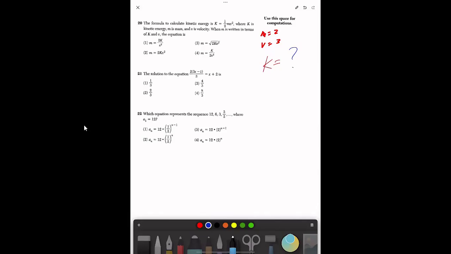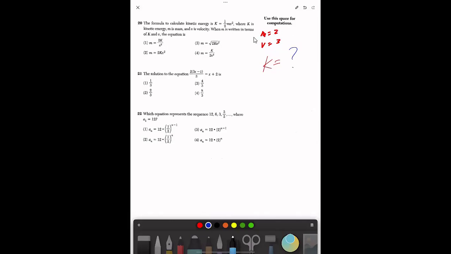All right, so basically, whenever they give you a formula and they want you to rearrange the formula, 99% of the time you can use this strategy to easily figure out what the answer is. They gave this formula for kinetic energy, K equals 1/2 m times v squared. They want to know if we were to rewrite this formula and get m by itself, what would it look like algebraically?